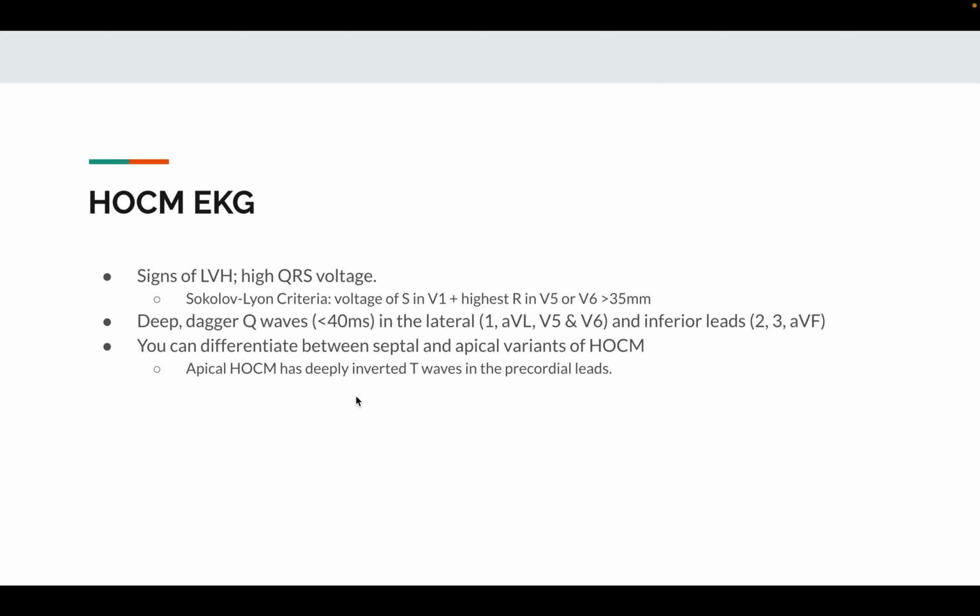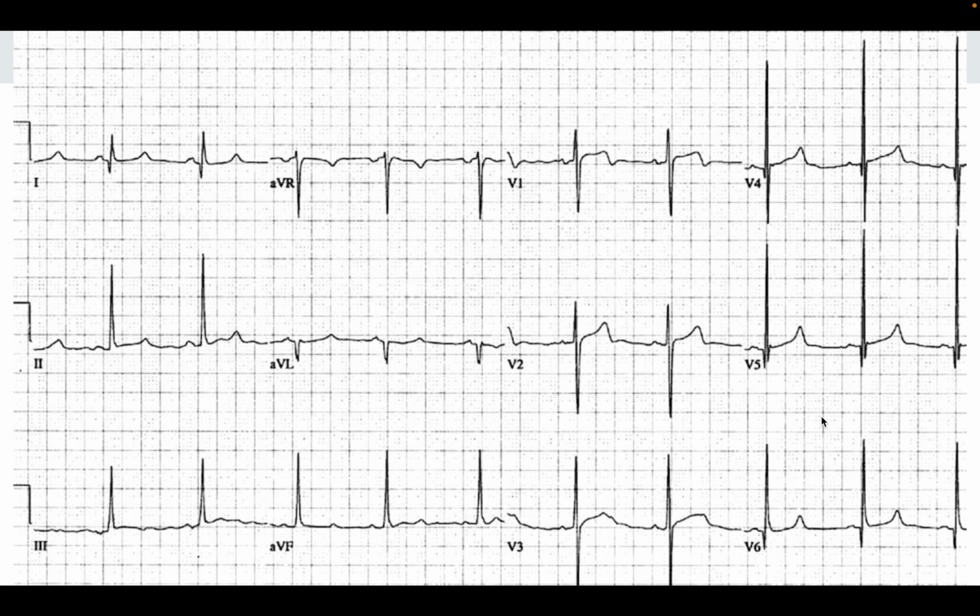You can also differentiate between septal and apical variants of HOCM because the apical variant has these deeply inverted T waves in the precordial leads. But, for the sake of this presentation, we won't go any deeper than that. So here, first, let's look at left ventricular hypertrophy. And so, remember the S wave of V1, and then the R wave of V5 or V6, choose the bigger one, and it has to be greater than 35 millimeters.